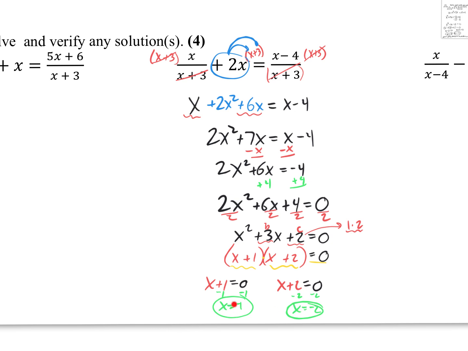Now that doesn't happen here. So right here, you actually have both of these answers as part of your answer, but you got to make sure that you don't end up with 0 in the denominators. So negative 1 right there will not give you 0. A negative 2 will not give you 0. So you're good to go. Both of those answers are correct.